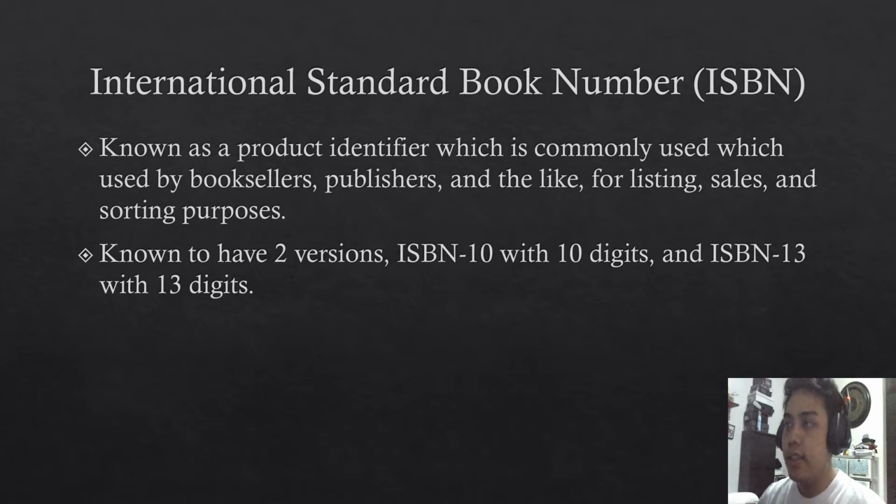The International Standard Book Number, or ISBN, is known to have two versions: ISBN 10 with 10 digits and ISBN 13 with 13 digits. ISBN started with ISBN 10, but on January 1, 2007, the format was converted to 13 digits, which is ISBN 13.